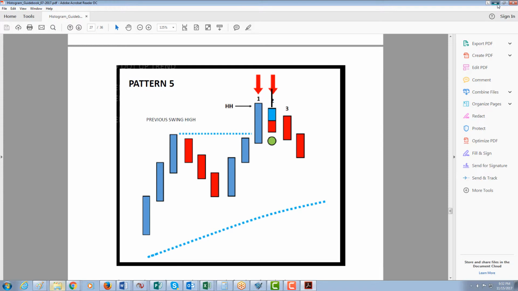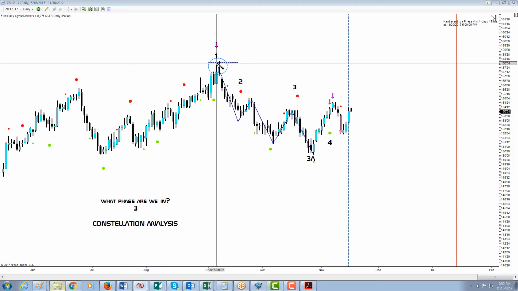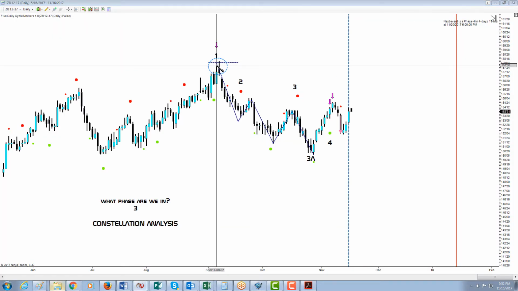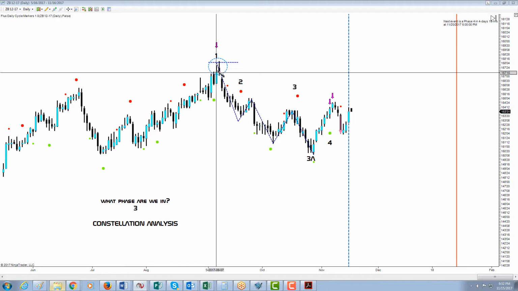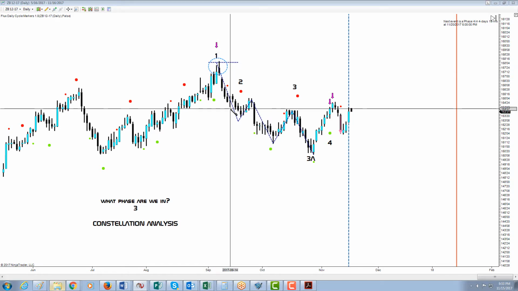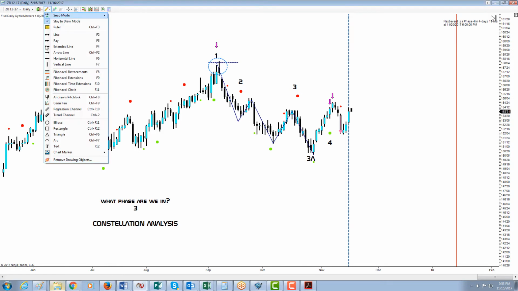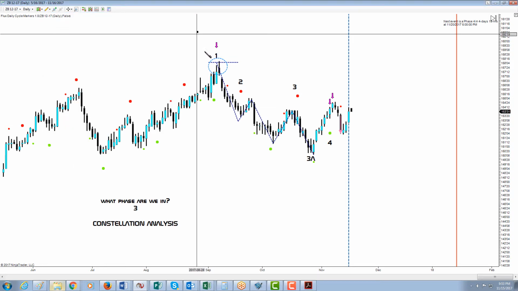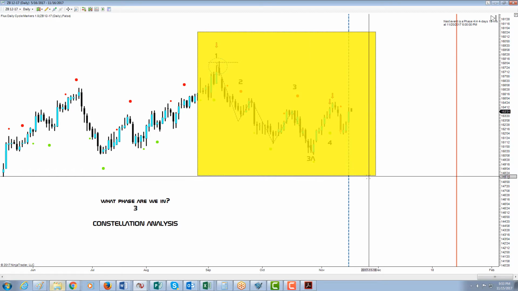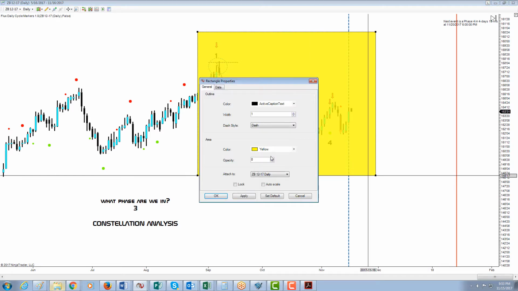So keep that in mind as we go and look at where this move started. So we have a higher high green dot and then a drop. That's why that red arrow is there. And this is the constellation I'd like you to focus on. Okay, and I'll enclose this with a box. There we go.